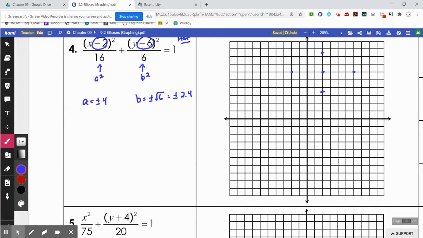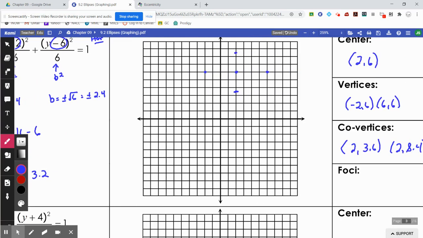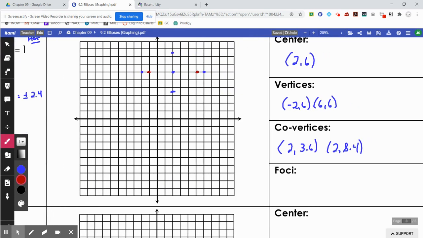To find our foci, again, c squared equals a squared minus b squared. So c squared is 10. So therefore, c is going to be plus and minus the square root of 10, which is somewhere around 3.2. Again, that's going to be located on the horizontal. Let's see, 1, 2, 3.2 is somewhere right in there and somewhere right in here. So our foci, we went right 3.2 and left 3.2, so that's going to be 5.2, 6. And left 3.2 would be -1.2, 6. Connect your dots, and here is your ellipse.